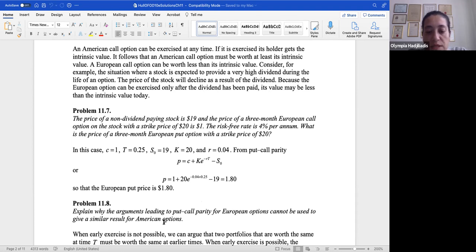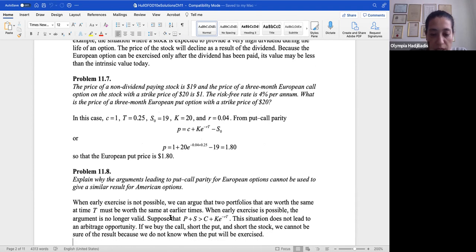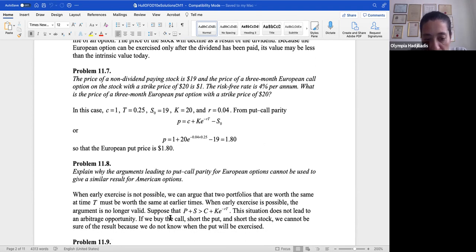Explain why the arguments leading to put-call parity for European options cannot be used to give a similar result for American options. When early exercise is not possible, we can argue that two portfolios that are worth the same at time T must be worth the same at earlier times. When early exercise is possible, the argument is no longer valid.